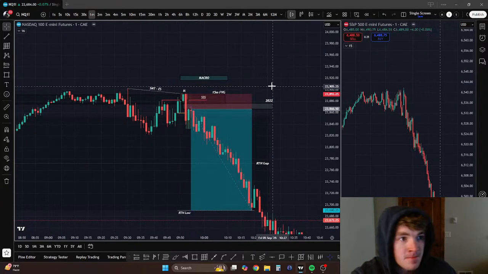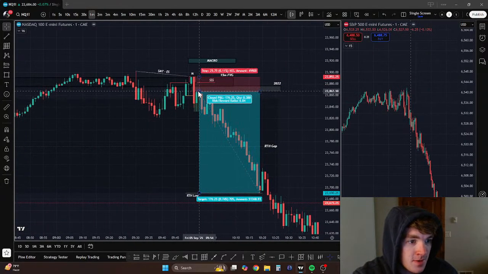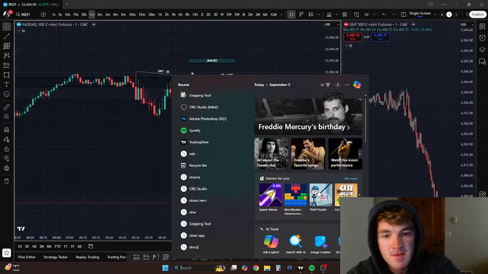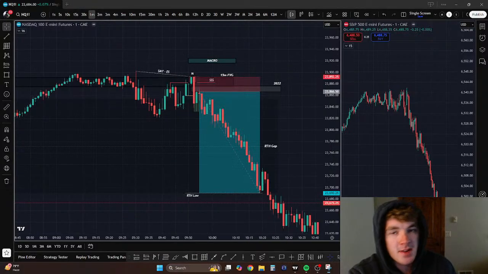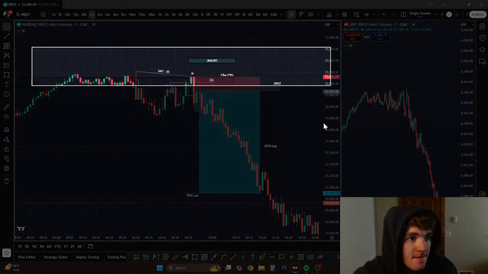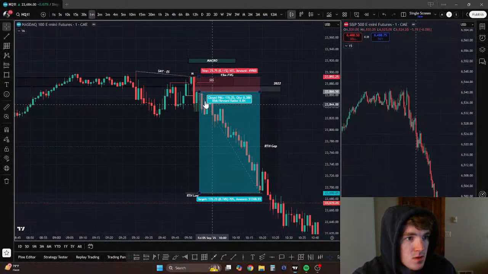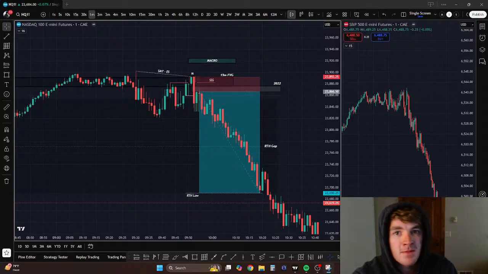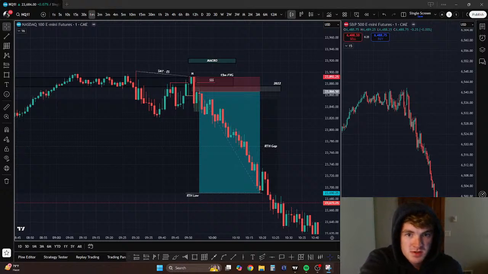So, 2022 model on the 1 minute, 954. Once again, I don't care it didn't break structure. It's not about break of structure. It's about displacement. 954. 2022 model, 1 minute. Okay, I think we're good with that. Let's save that.